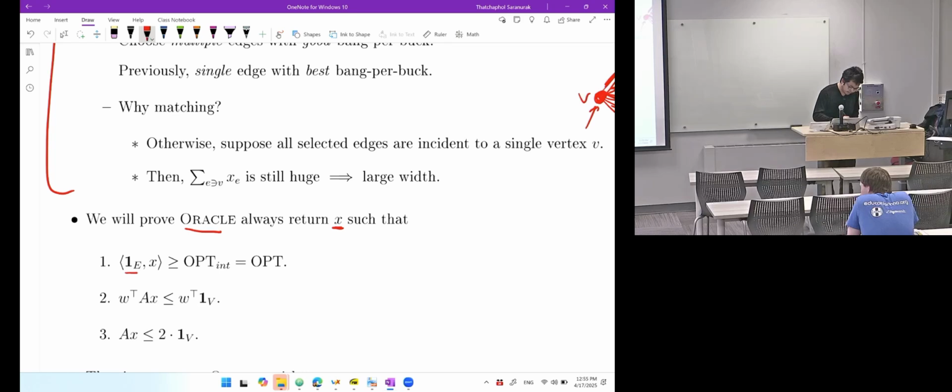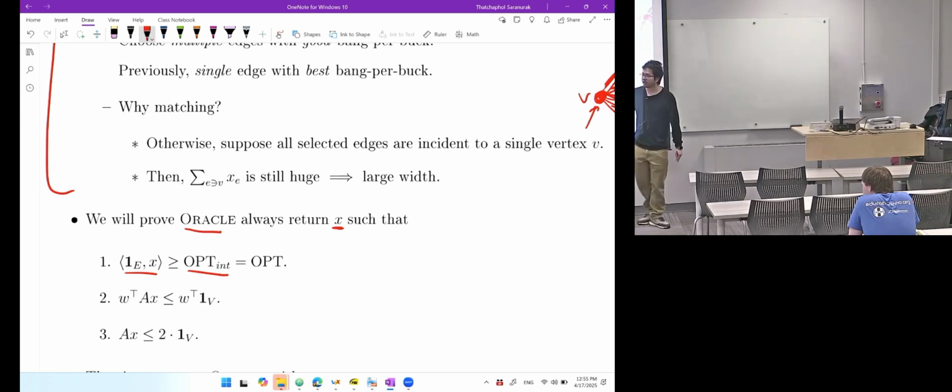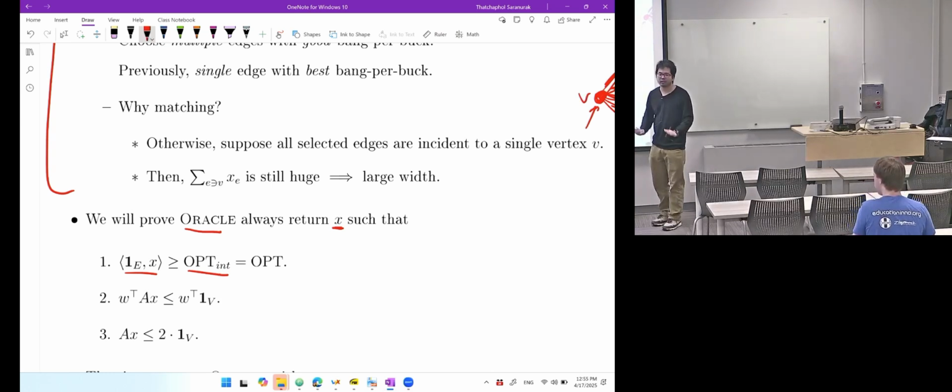the size of x is going to be at least opt integral, which is just the same as opt fractional. We know this. And also this is satisfied. So this together implies that this is a feasible solution for the oracle. And we also have this, that is, the width is at most 2. We will prove this. Once we prove these 3 things, then we are done.